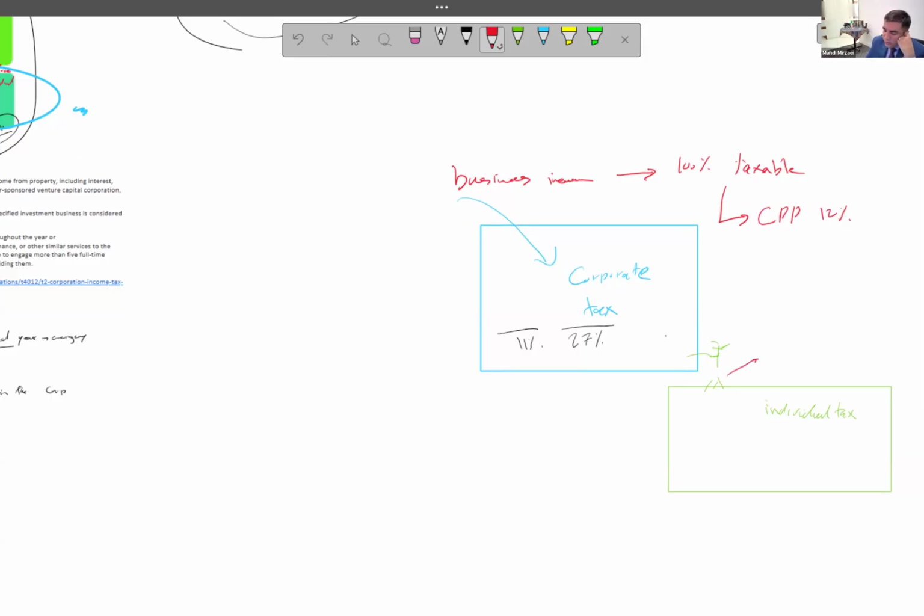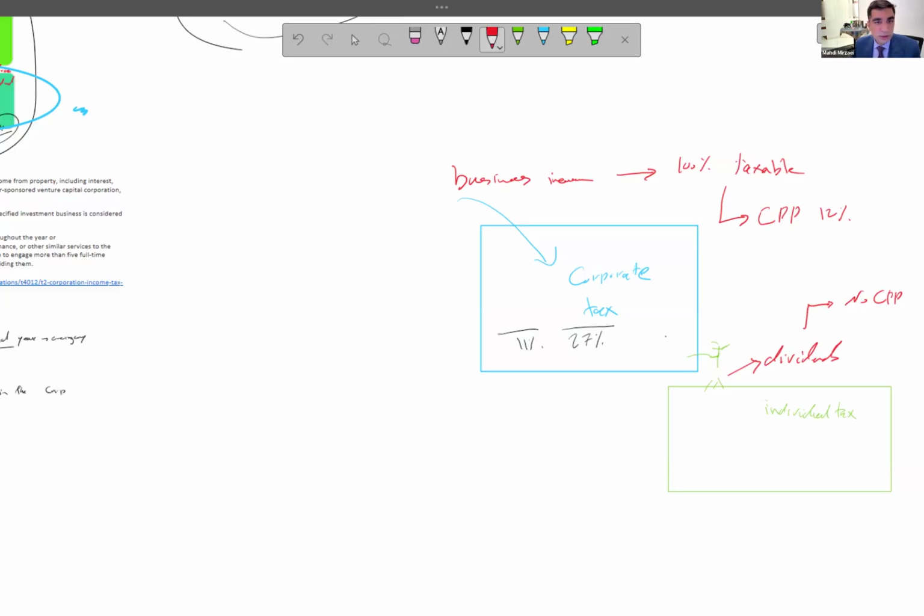But when that business income goes into the corporation and then you take out the money, here it's called a dividend. Now, for dividends, there is no CPP here. So immediately you're saving, how much are you saving? About 10% on your income.